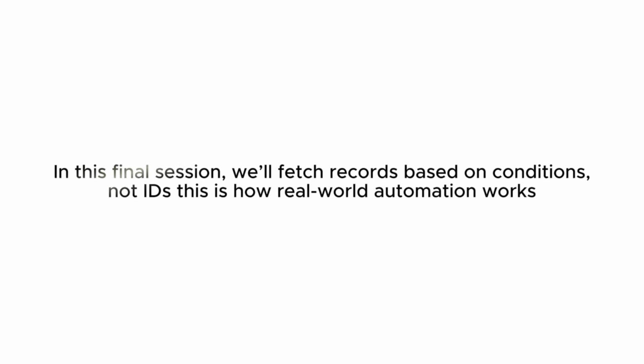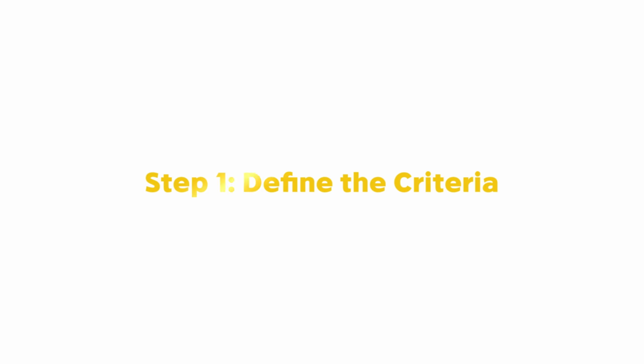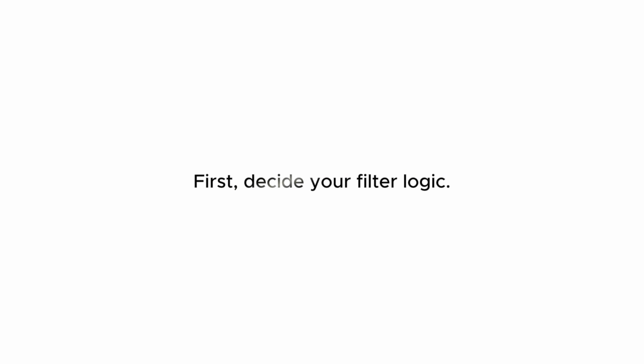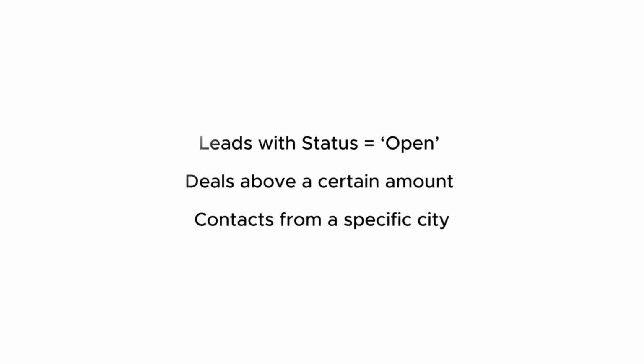In this final session, we'll fetch records based on conditions, not IDs. This is how real-world automation works. Step 1. Define the criteria. First, decide your filter logic. For example, leads with status equals open, deals above a certain amount, contacts from a specific city.